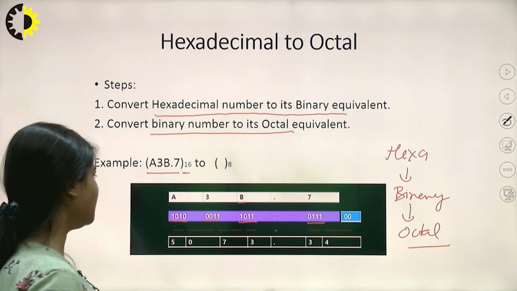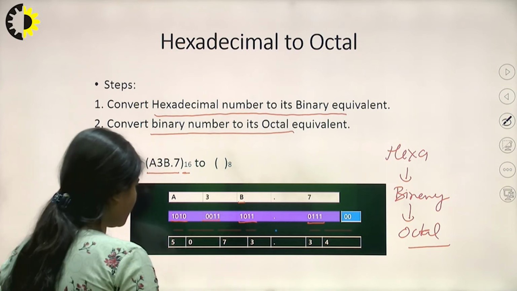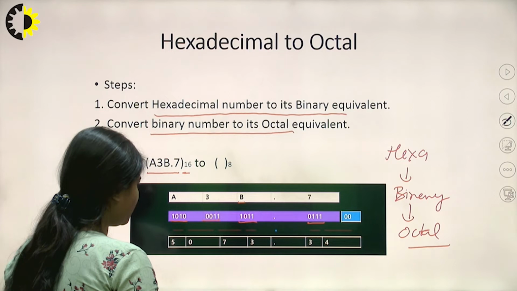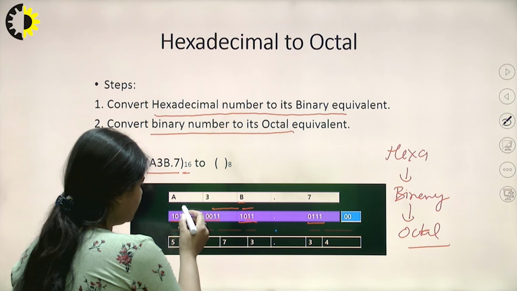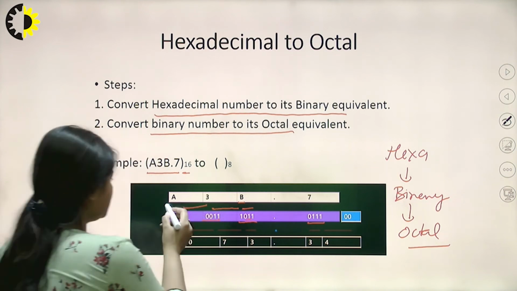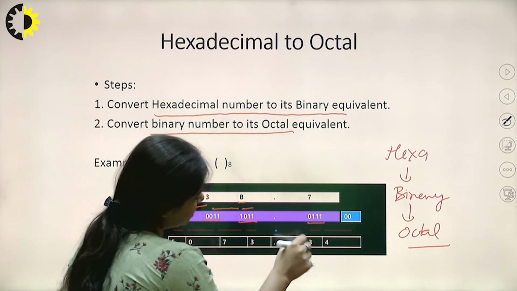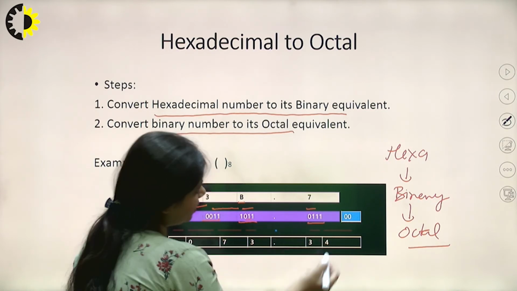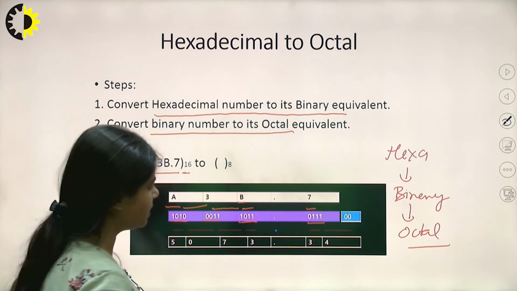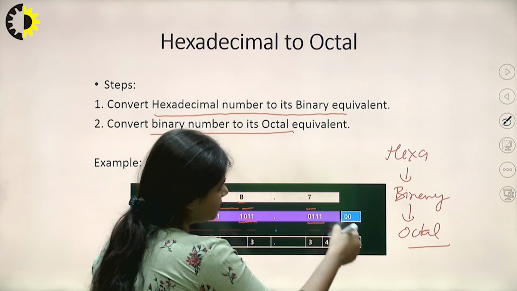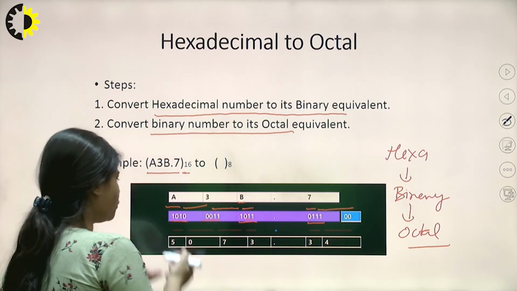Now again, in the process, we will make groups of 3 digits. The first 3 digits we are having as 011, then again 111, again 000, again 101. Here we make the first group 011. Again we are having 1 left. We have to make a group of 3 digits, so we take 1 and add 2 zeros here to make a group of 3 digits.